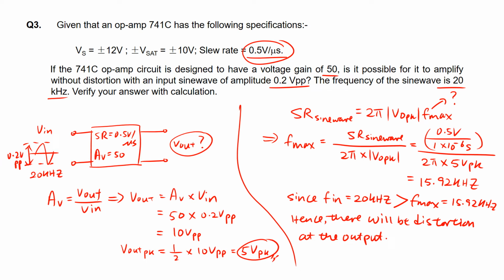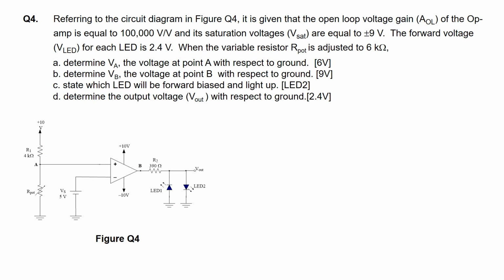I'll move on now to question 4. In this question, we are to refer to the circuit diagram in figure Q4. It's given that the open loop voltage gain, or AOL, of this op-amp is 100,000 volts per volt, and its saturation voltage, V saturation, is plus or minus 9 volts. The forward voltage of each LED in this circuit is given as 2.4 volts.